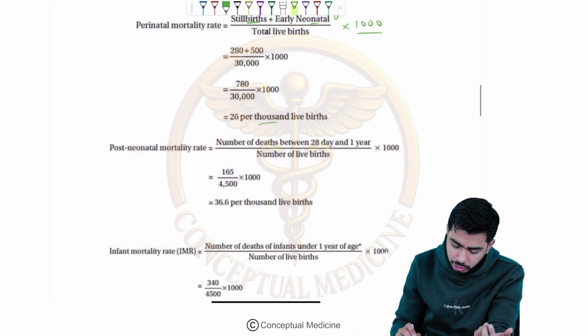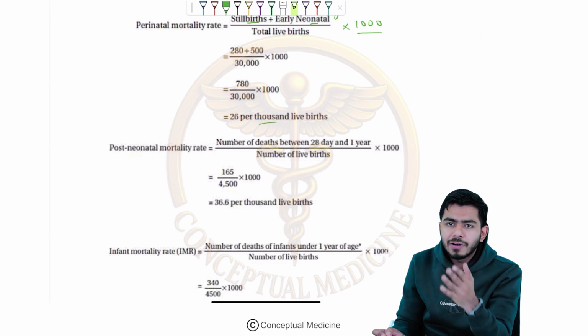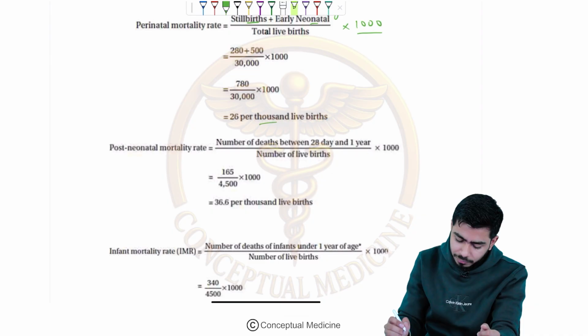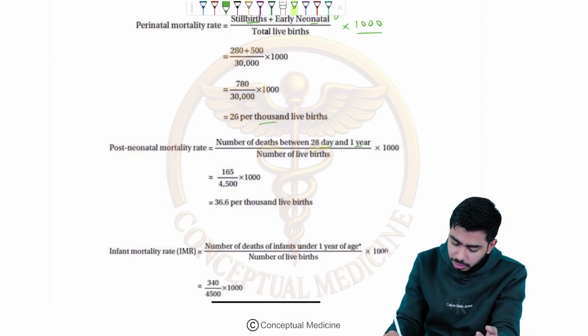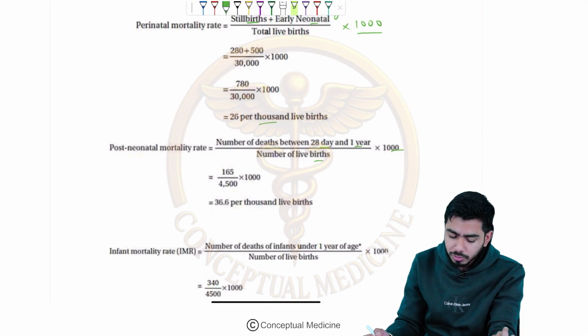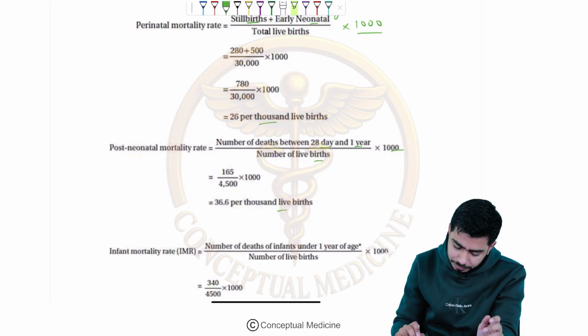Then what about the post-neonatal mortality rate? Again, you know that the post-neonatal period is after 28 days to 1 year of life. So the number of deaths between 28 days and 1 year will be the numerator, the multiplier will remain 1000, and the number of live births will be the denominator. Same, right? So very easy.